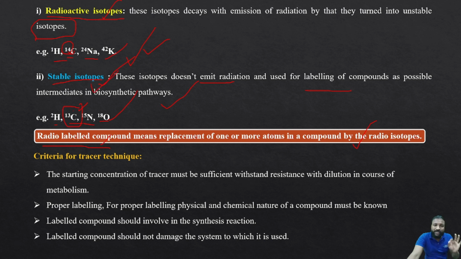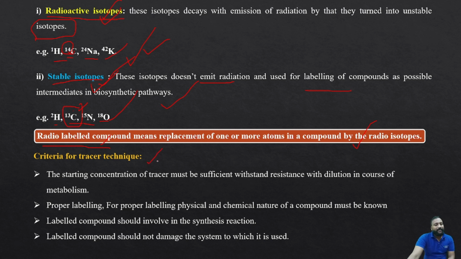So stable isotopes are used for labeling and radioactive isotopes are used for investigation, but we require both. We need to label and we need to investigate. For that reason we use a radio labeled compound, so that we add one or more atoms into it, and the stable isotopes will become radioactive isotopes.